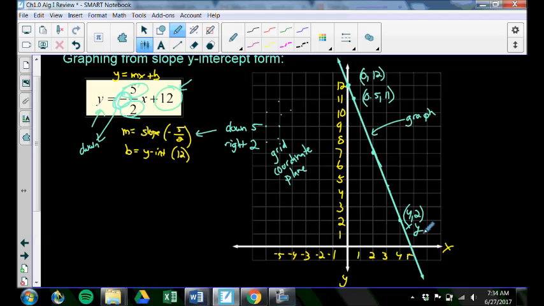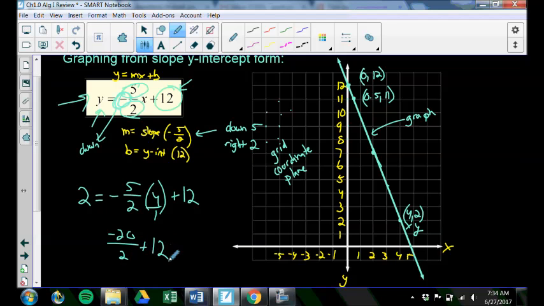If I plug a 4 in for x and a 2 for y into this equation, I'll get a true statement. So y was 2, x was 4, and then I do some multiplication. This is really a fraction 4 over 1, so I'm doing negative 5 times 4 to get negative 20 over 2 plus 12, and I want that to equal 2. Well, negative 20 over 2 is actually negative 10.